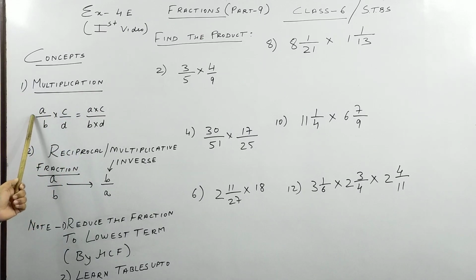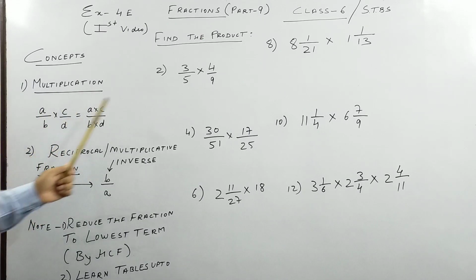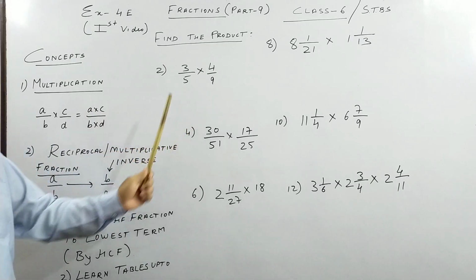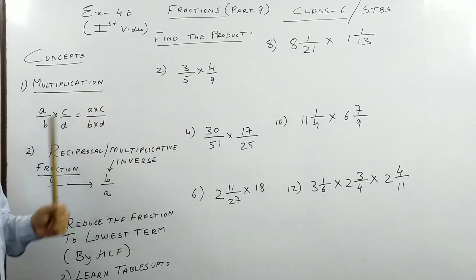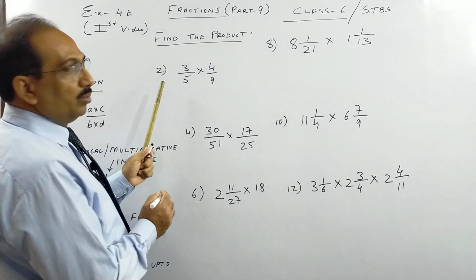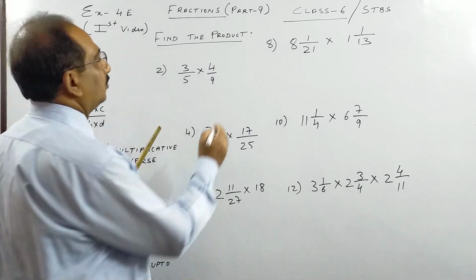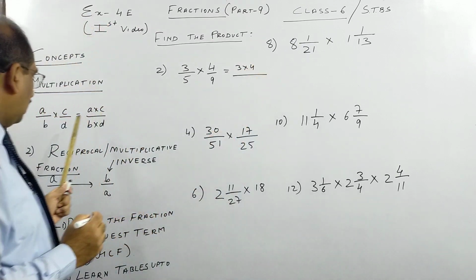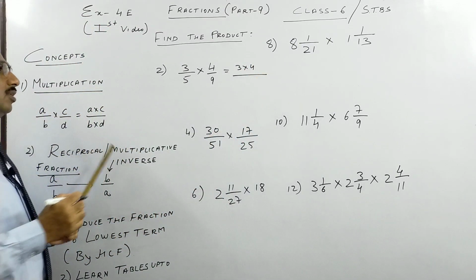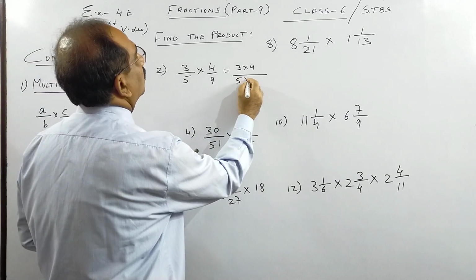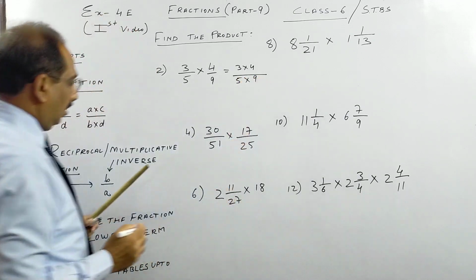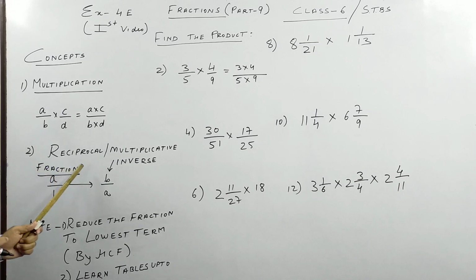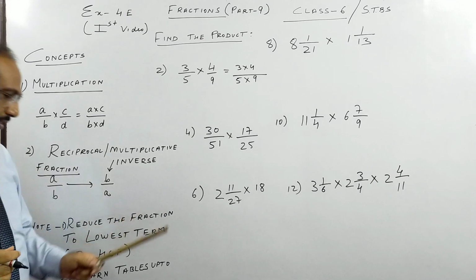Let us see, if a fraction is a by b and we multiply by c by d. Here I'll show you with this example. What we do, multiply numerator with numerator and denominator with denominator. I'm doing question 2 of exercise 4e. In the next question I'll teach you what is reciprocal. So two things you note before I start.